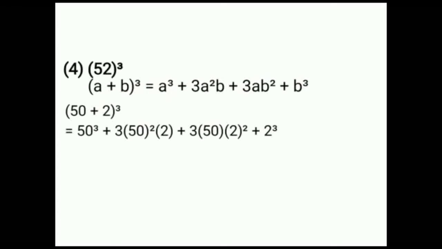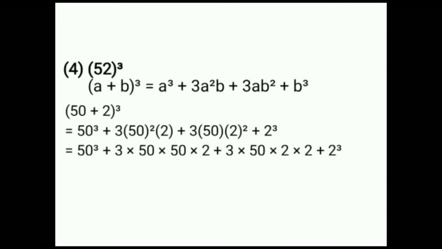Now write this again in multiplication form. 50³ you can write as it is. Write the multiplication form of 3a²b and 3ab². And b³ also you can write as it is. That is equal to 50³ + 3 into 50 into 50 into 2 + 3 into 50 into 2 into 2 + 2³.